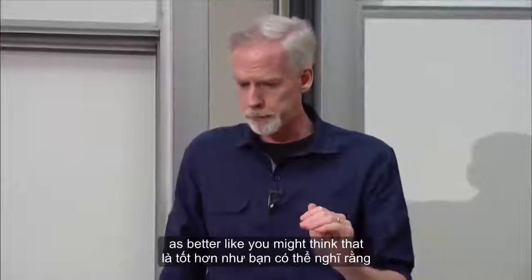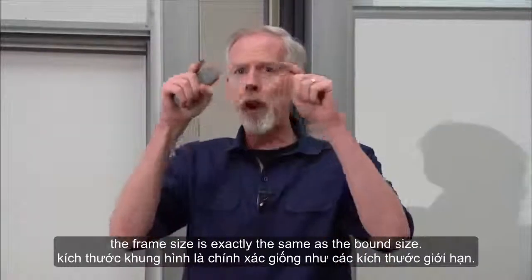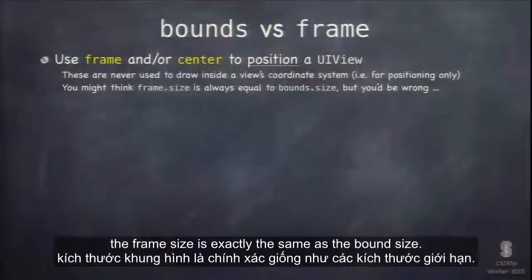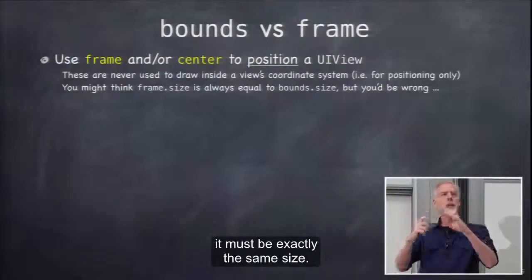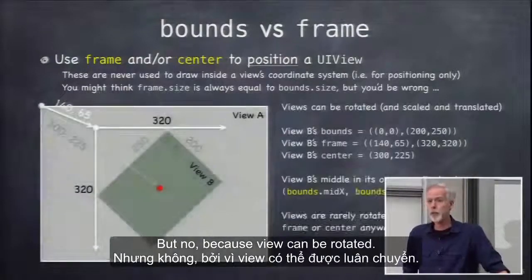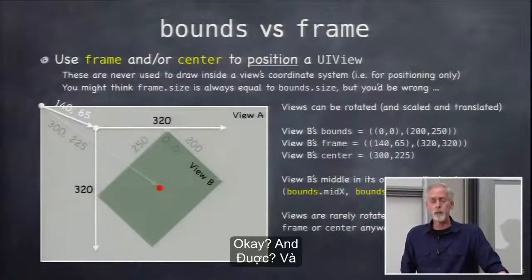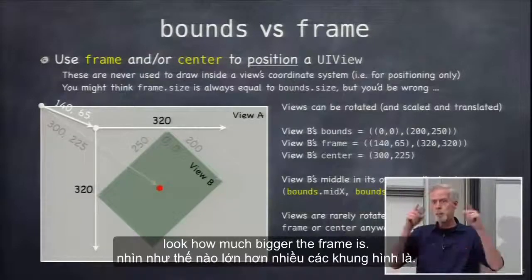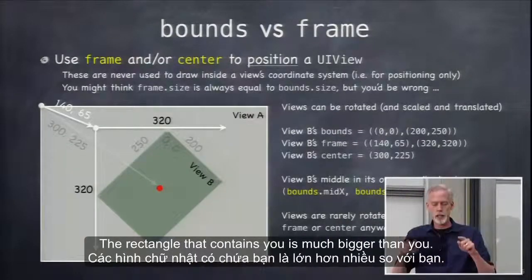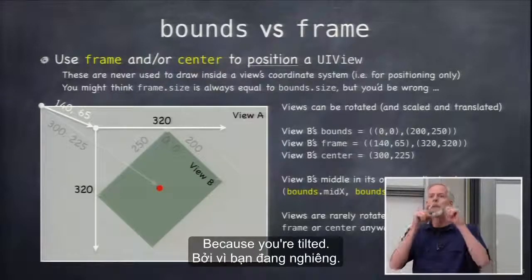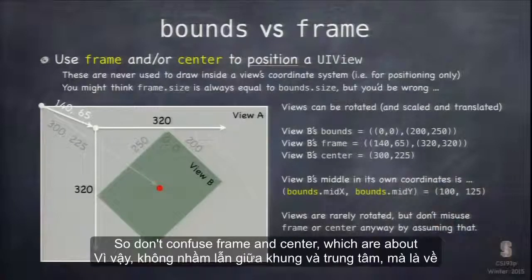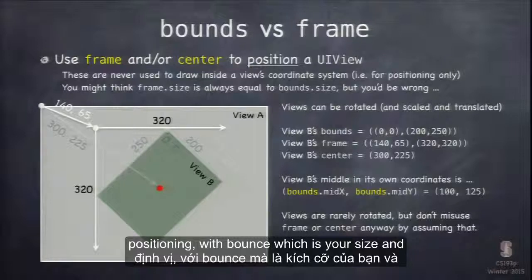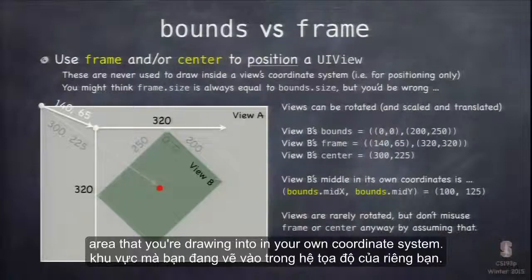To kind of give you a picture of this is better. Like you might think that the frame size is exactly the same as the bound size, right? If it's a rectangle that contains my rectangle, it must be exactly the same size. But no, because views can be rotated, okay? And if you rotate your view like this green view, look how much bigger the frame is. The rectangle that contains you is much bigger than you because you're tilted, right? Make sense? So don't confuse frame and center, which are about positioning, with bounds, which is your size, the area that you're drawing into in your own coordinate system. Okay?